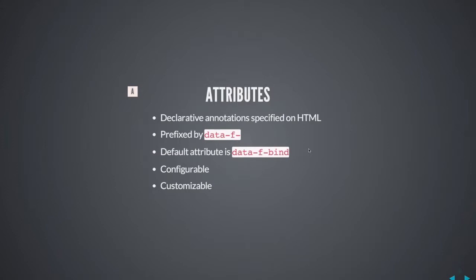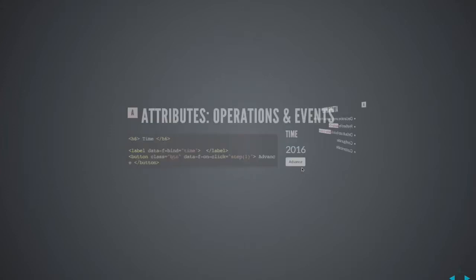So just to summarize, for attributes or annotations on HTML, I can prefix them with data-f to make it talk to the model. The default attribute is data-f-bind, and the attributes are configurable and customizable, which I'll show what I mean by that later on. So far what we've just seen is getting data from the model and putting it back, which is fine.